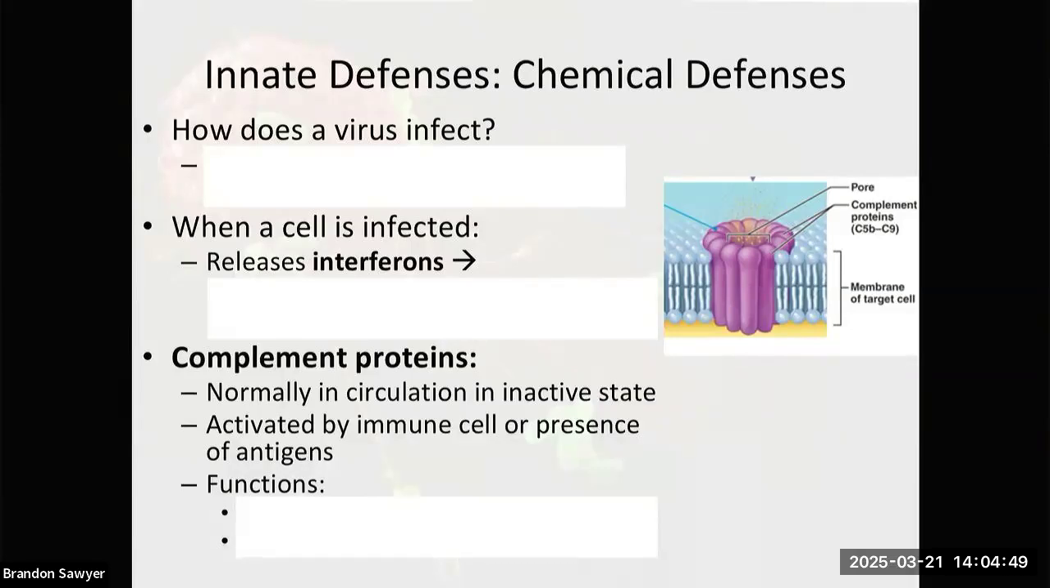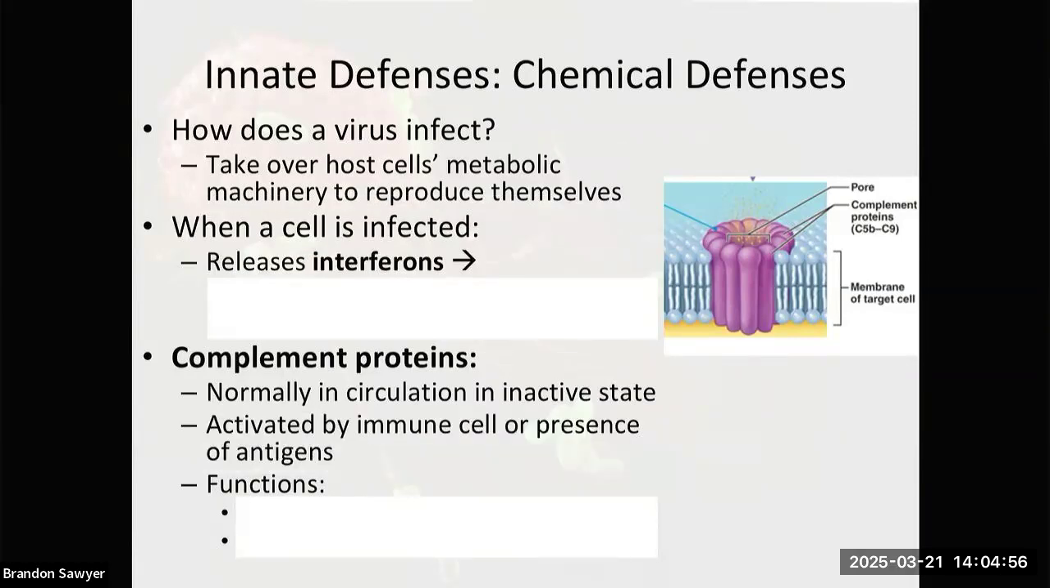On the innate side, we also have chemical defenses. This is some of the stuff we talked about in the skin. Some of it we didn't. But when a virus infects a cell, it goes into our cell, and then it kind of takes over the nucleus of that cell and starts using the nucleus to replicate itself, right? So it activates the cell's machinery and takes over and makes that cell its slave and makes it replicate itself. So it makes a bunch of virus, right? So that's kind of what a virus does.